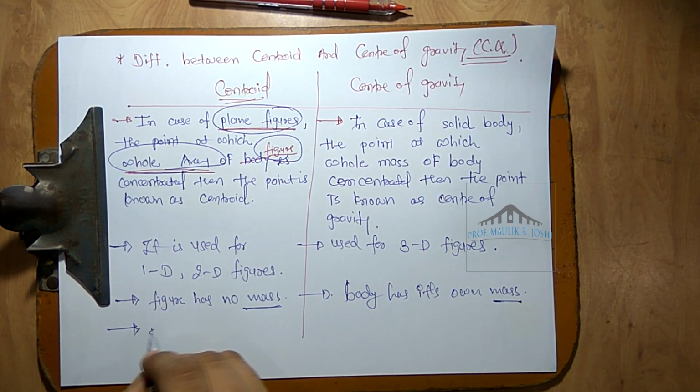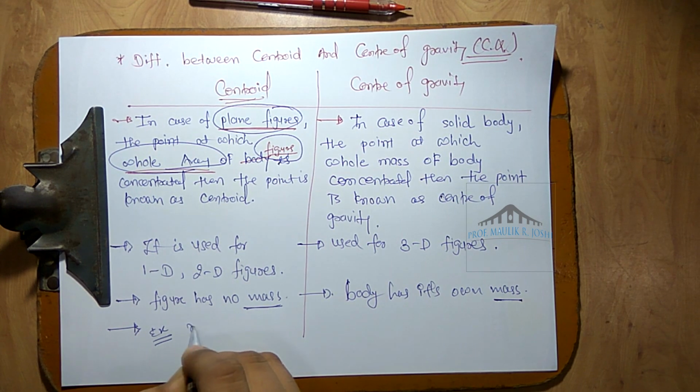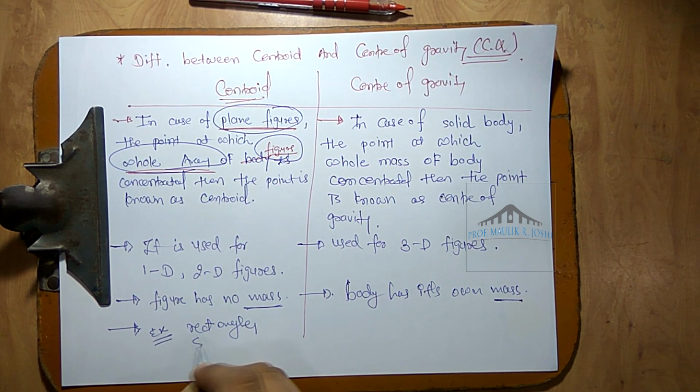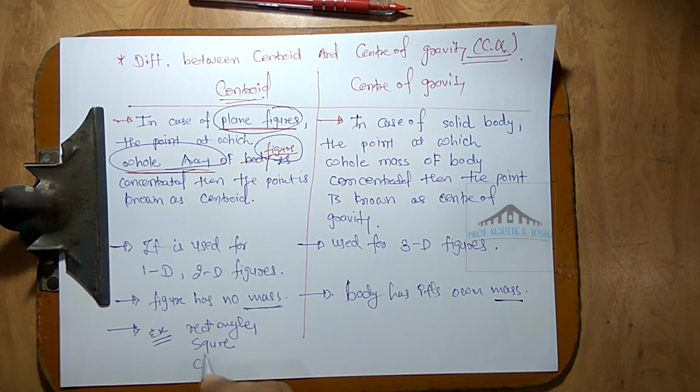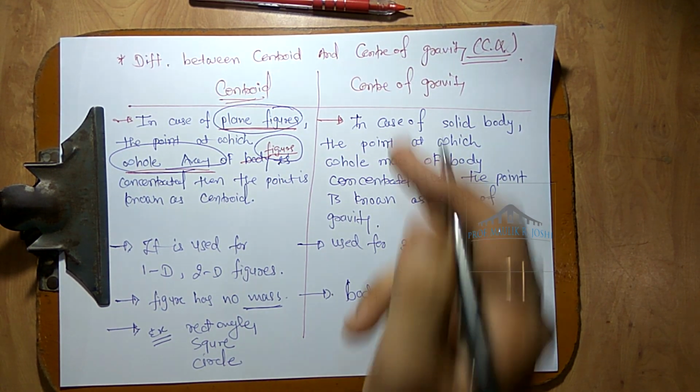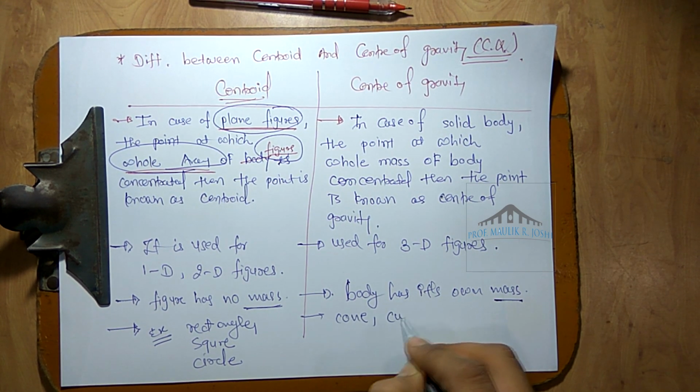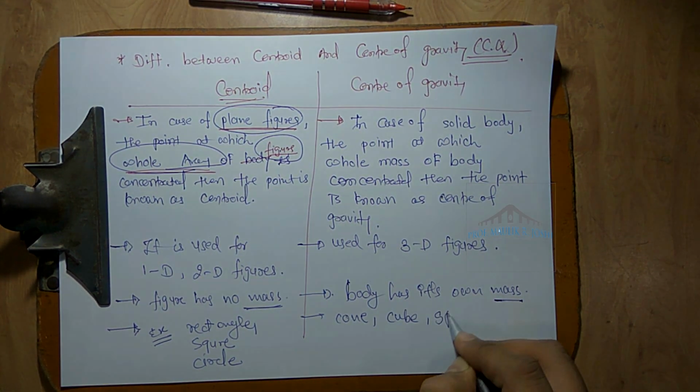And the last is, for example, for centroid we are using rectangle, then square, then circle. In center of gravity, we can write cone, we can write cube, or we can write sphere.